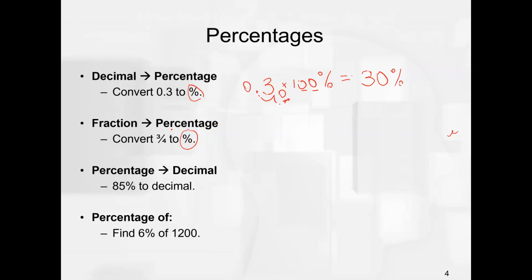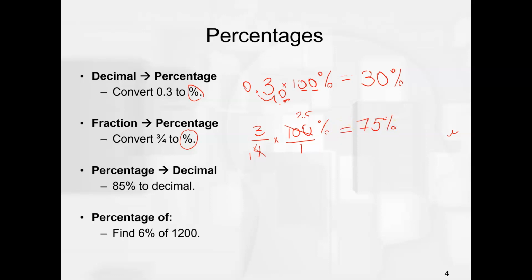To convert a fraction to a percentage, we do the same thing. We multiply by 100. Let's convert 3/4 to a percentage. 3/4 times 100, and then we add the percent sign. To multiply fractions, we multiply numerators and denominators and reduce whenever possible. In this case, it's possible to reduce 100 and 4 by 4. 3 times 25 equals 75%.